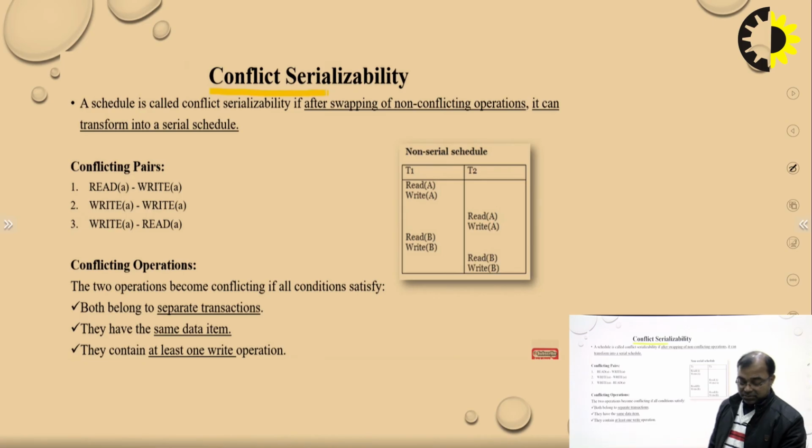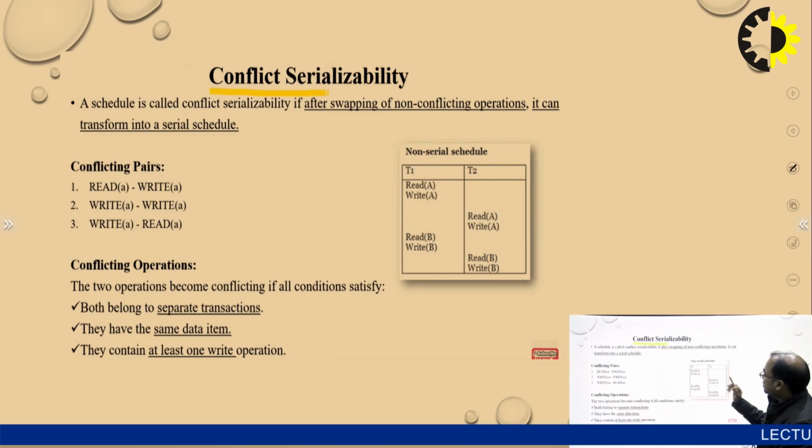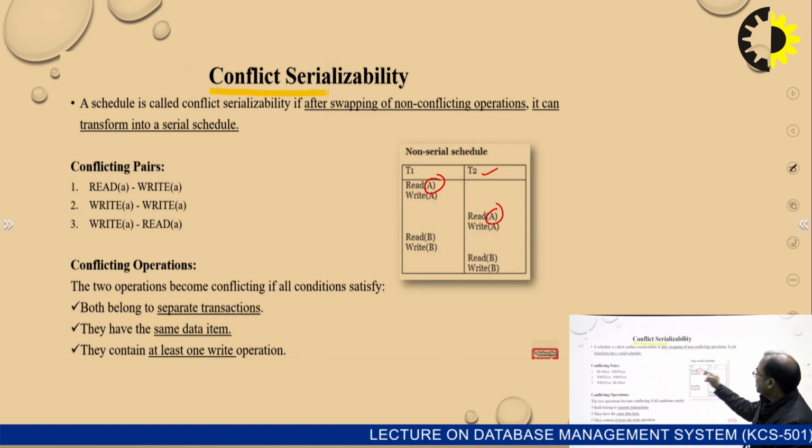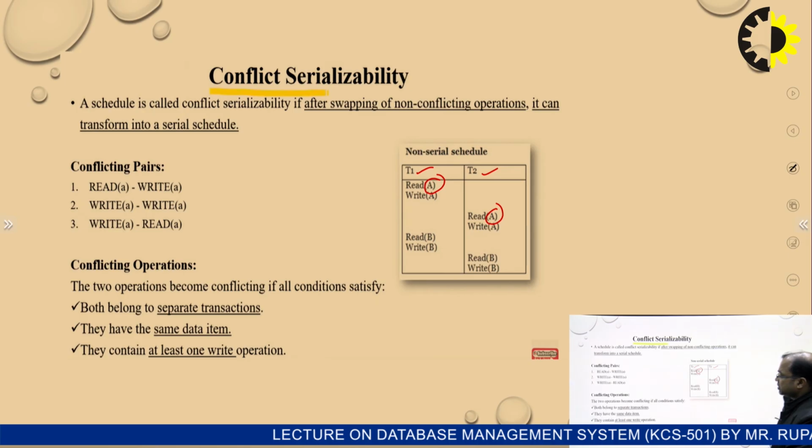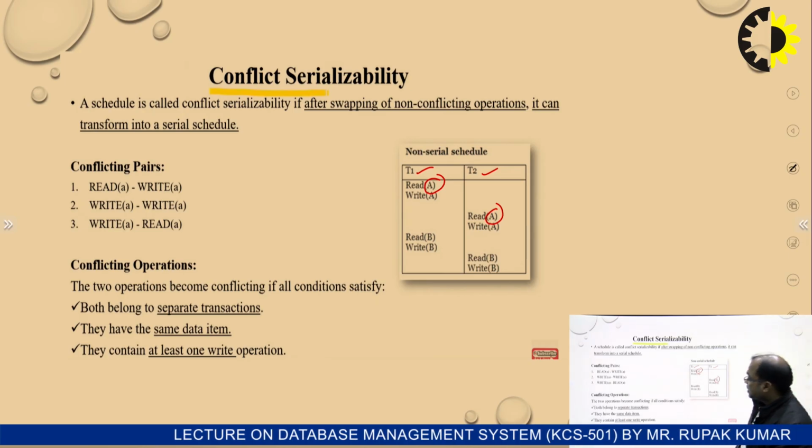That means they work on the same data item. Here we have two data items, A and B. So the condition is that both belong to separate transactions and have the same data item. The transactions must be different and the data item must be the same. These are the conditions: they belong to separate transactions and have the same data item.